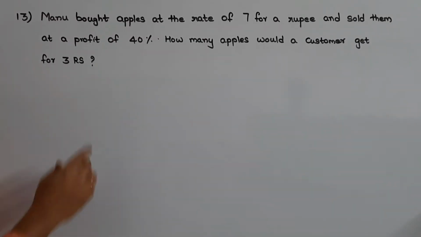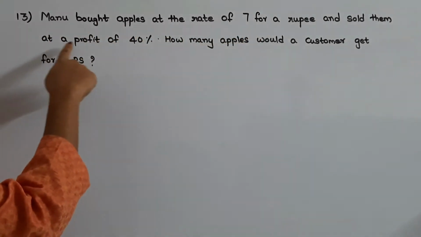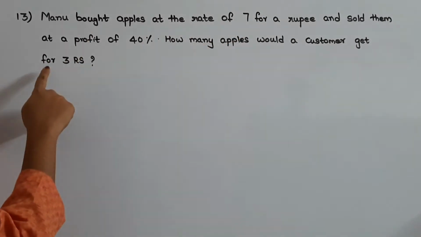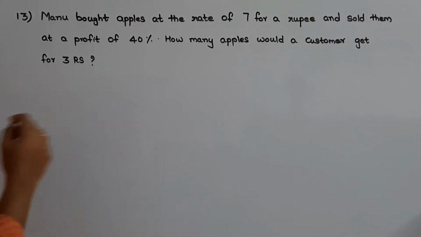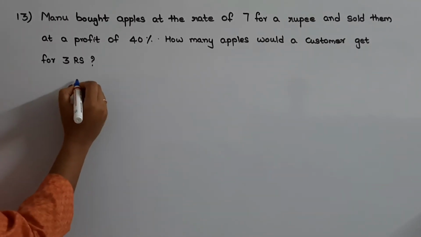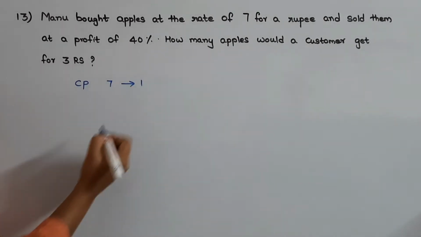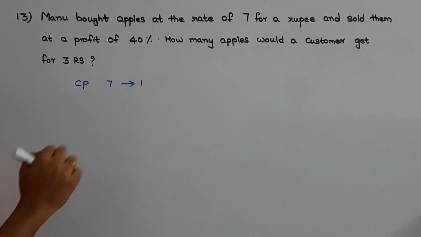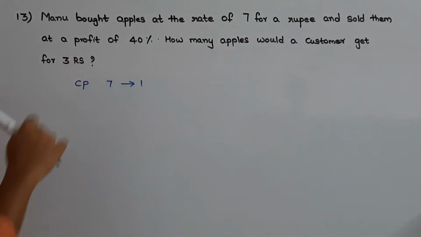The next question is, Manu bought apples at the rate of 7 for a rupee and sold them at a profit of 40%. How many apples would a customer get for 3 rupees? So in this question they are telling that Manu bought some apples in such a way that the cost price of 7 apples is rupee 1. Then he sold them at a profit of 40%. We need to find out the number of apples a customer get for 3 rupees.